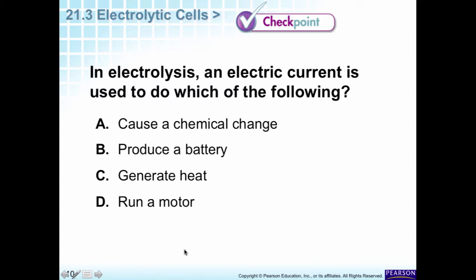In electrolysis, an electric current is used to do which of the following? Think about that. You'll see this on Educanon, and we'll go over that in a second. Okay, I'm back. Let's see what the answer is. Yes, it can cause chemical change. Very good.